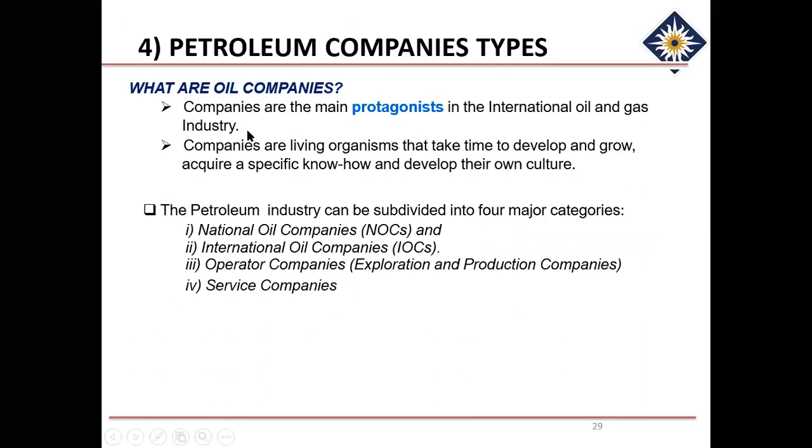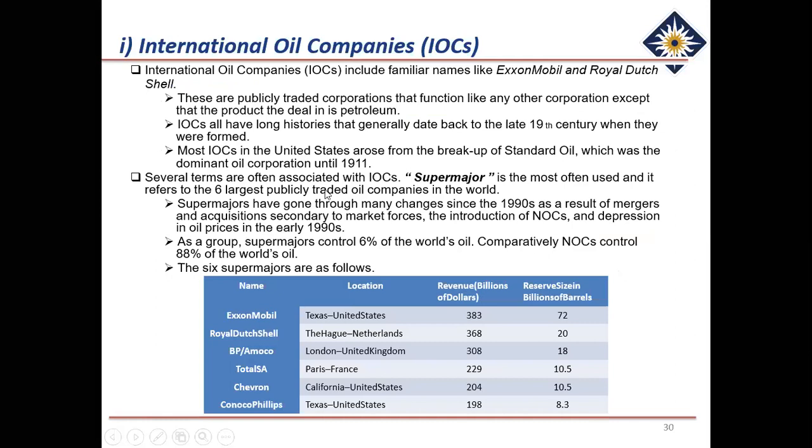For the oil companies, we said that we have national oil companies, international oil companies, operator companies, and service companies. These are the 4 different kinds of companies that you will see. Also in Kurdistan, you can find national, international, operator, and service companies. Look at the international oil companies. We have ExxonMobil, very famous; Royal Dutch from the Netherlands; BP Amoco from London; Total from Paris; Chevron, California; ConocoPhillips, Texas, US.